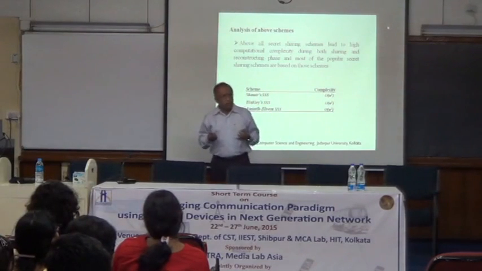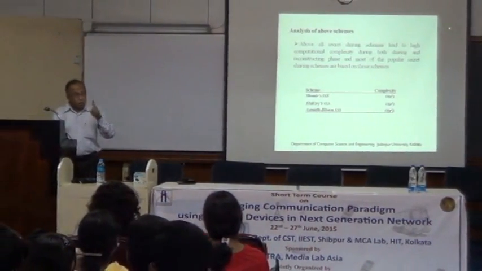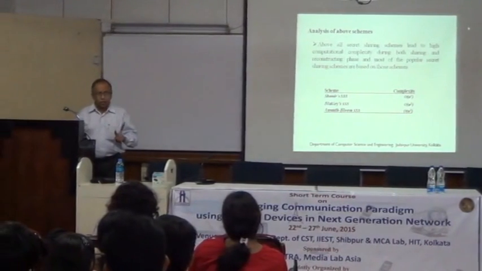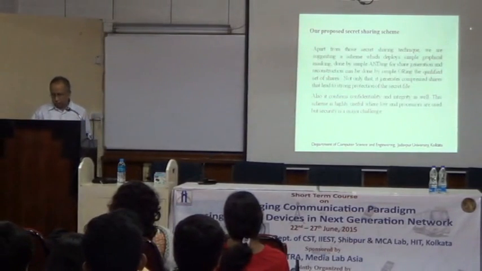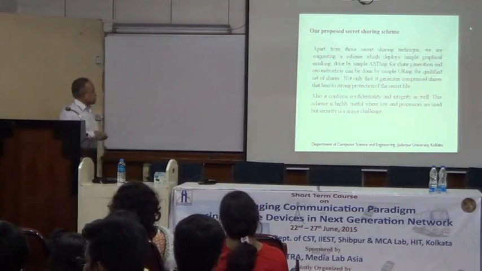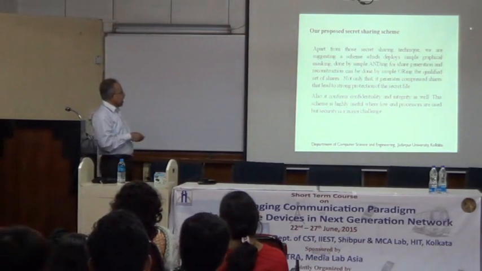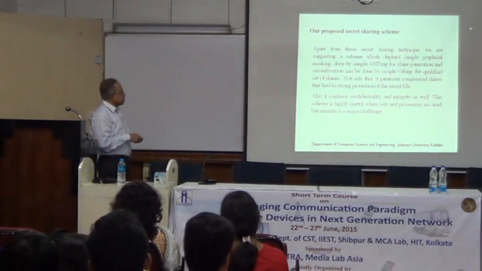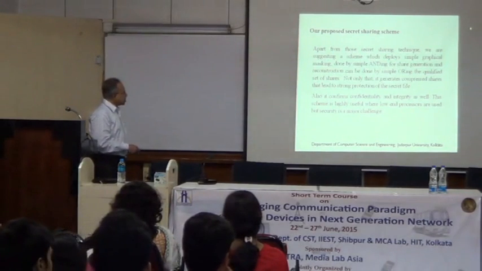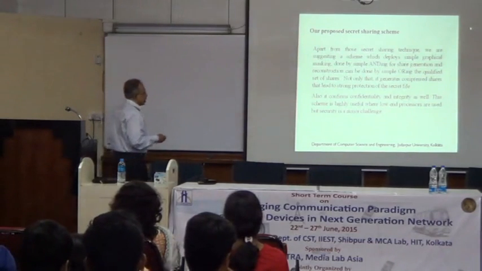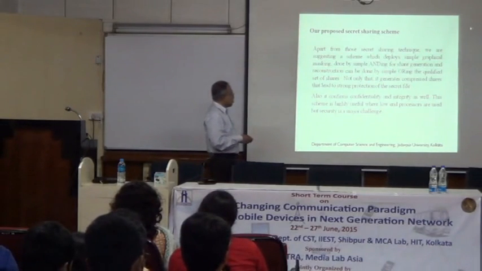So that is the beauty. Not only is it n, the logic is ANDing and ORing. I am repeating it; that is my premise. Apart from those secret sharing techniques, we are suggesting a scheme which employs simple graphical masking done by simple ANDing for share generation, and retrieval done by only adding the qualified number of shares. Not only that, it generates compressed shares, it also confirms integrity, and this scheme is highly useful with low complexity.